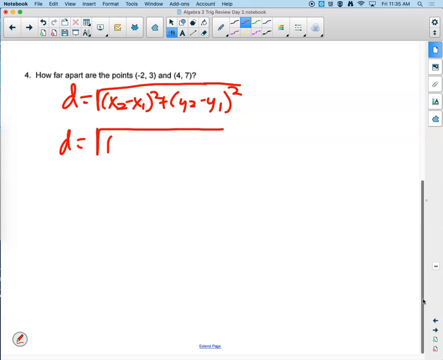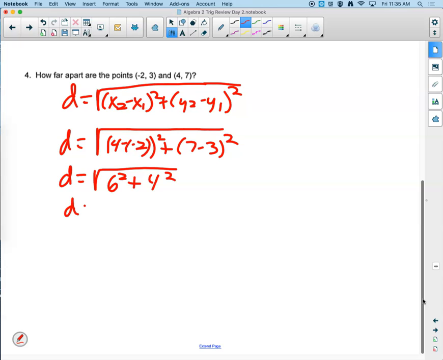So it'll be the square root of 4 minus a negative 2 squared plus 7 minus 3 squared. 4 minus negative 2 is what? 6. 7 minus 3? 7 minus 3 is, thank you. 6 squared? 36. 4 squared? Square root of what?